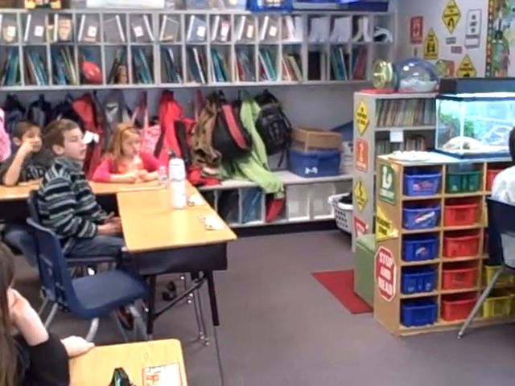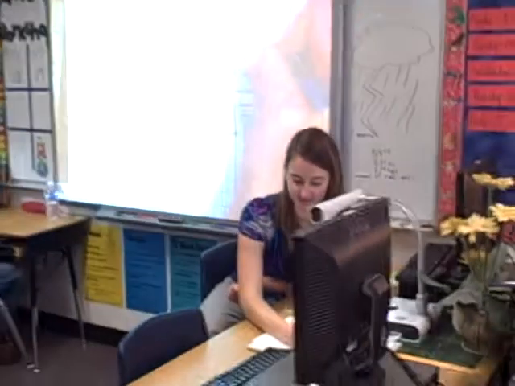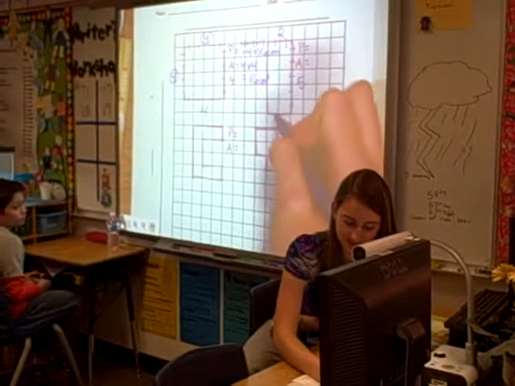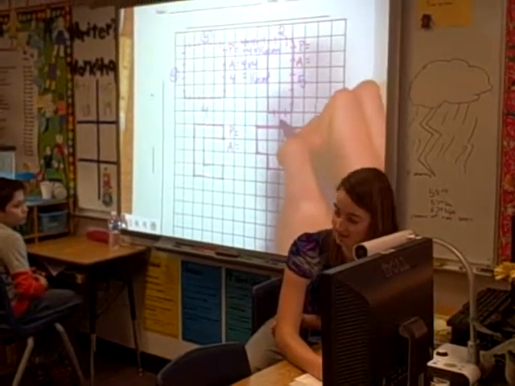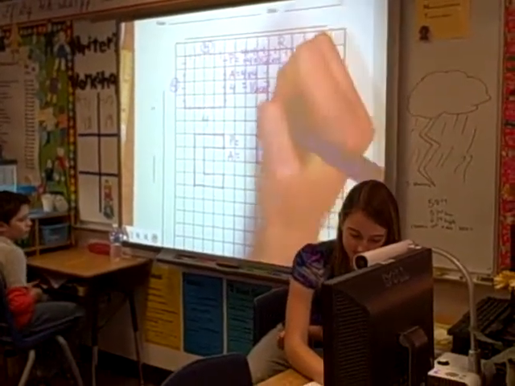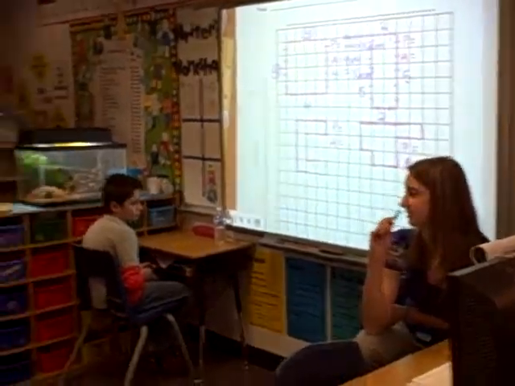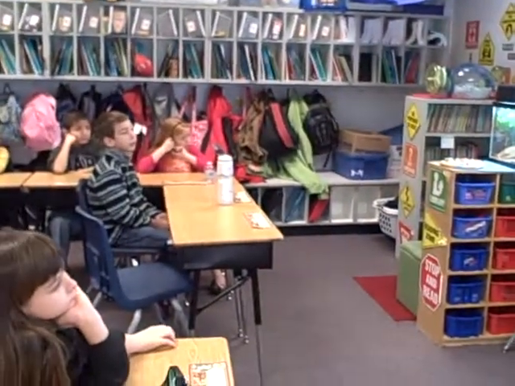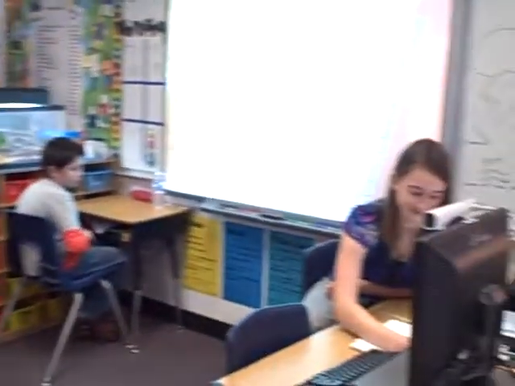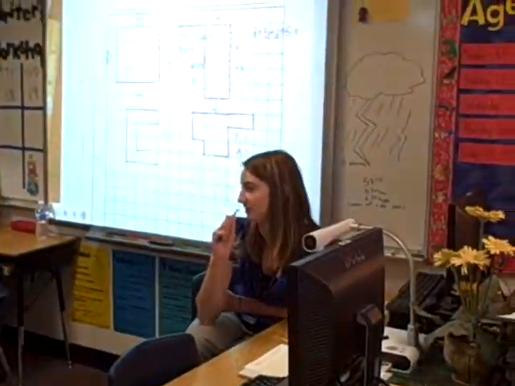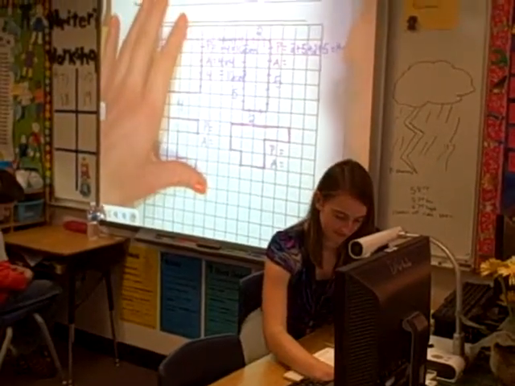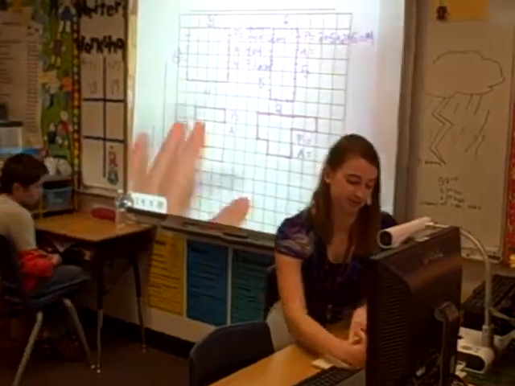How many is that? 5. And then you mark the 2. 5. So what do you do with those numbers? You add. 2 plus 5 plus 2 plus 5 equals? 14. Good job. Okay, centimeters.